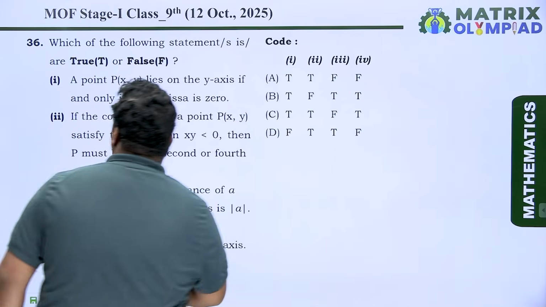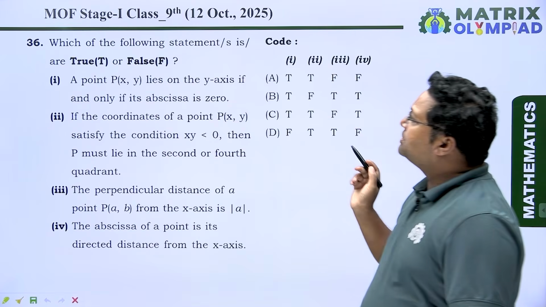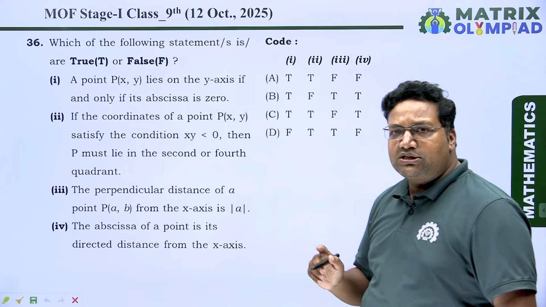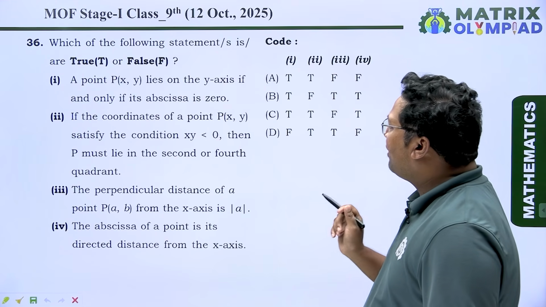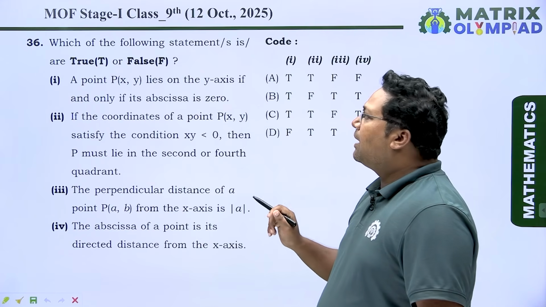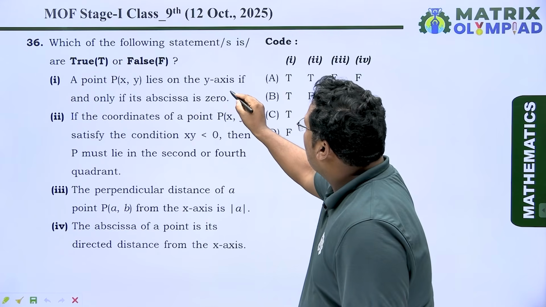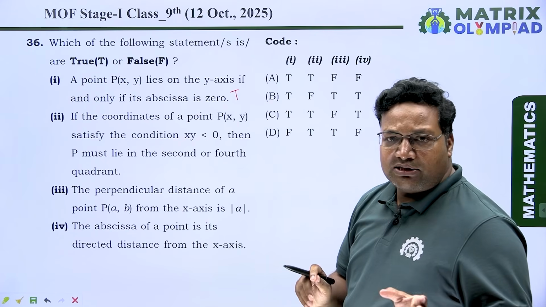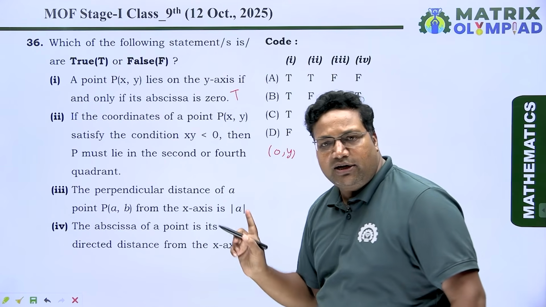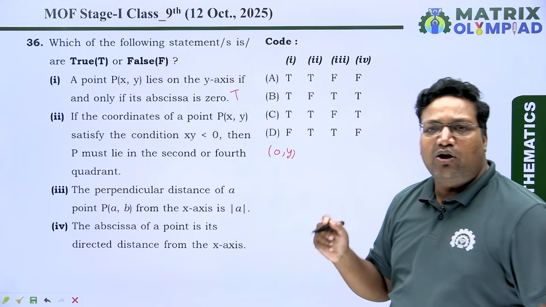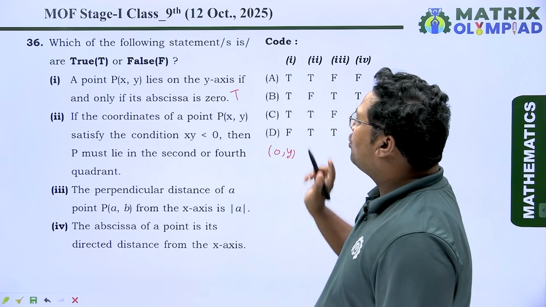Now coming to the next question, which of the following statements are true or false? So the first statement is a point P(x, y) lies on the y-axis if and only if its abscissa is 0. Yes, it is a true statement, because if abscissa is 0, then the point is (0, y), and the x coordinate is 0, it means the point lies on the y-axis. So it is a true statement.